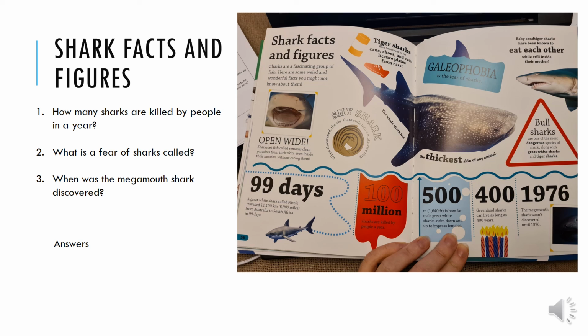Okay, answers to these questions. There are roughly 100 million sharks killed by people a year. A fear of sharks is called galeophobia. And the megamouth shark was discovered in 1976. So well done if you have answered those questions correctly.